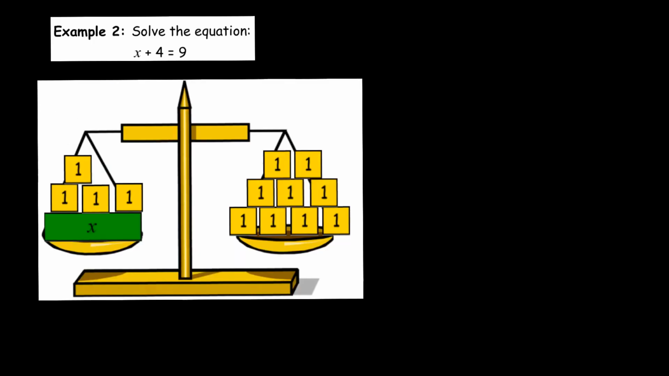The second example, we're being asked to solve the equation x plus 4 equals 9. And again, it's been represented here as a scale. So on the left-hand side of our equation, we have x plus 4, and that's represented by the green x block and then the 4 little individual blocks here. And then we have 9 on the right-hand side, and that's what's represented over here.